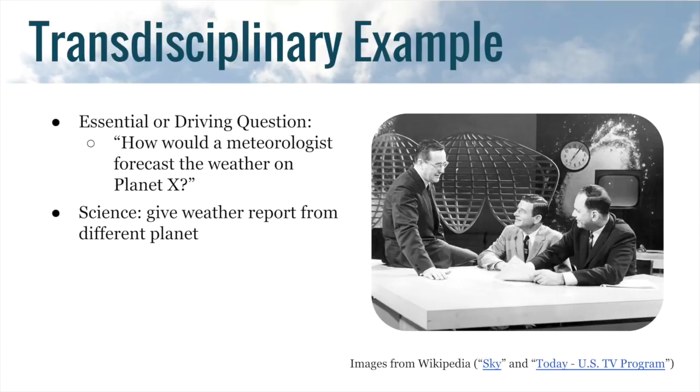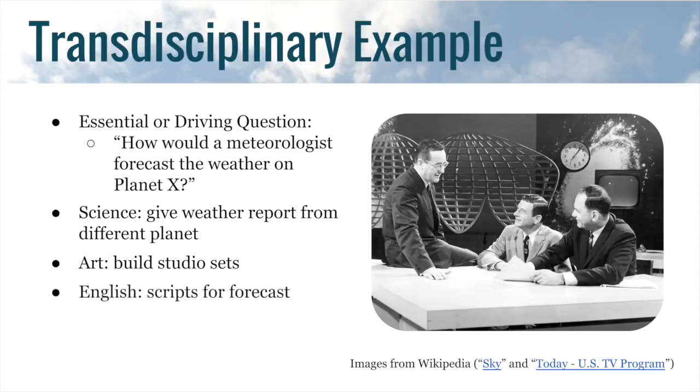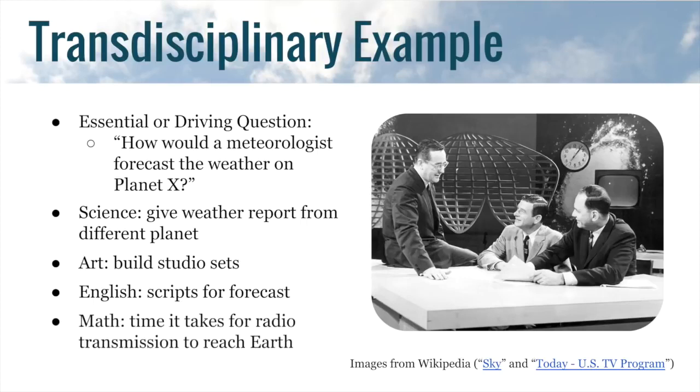They would need to learn how people predict the weather and imagine what it would be like to live on another planet. In art, students would build studio sets for the weather forecasts. In English, students would write out the script for the forecasts, and in math, they would find out how much time it would take for radio transmission to reach them from Earth. All of these learning opportunities from different disciplines help answer the real-world project-based essential question. It is important to note that you don't have to integrate all STEM disciplines in every unit.